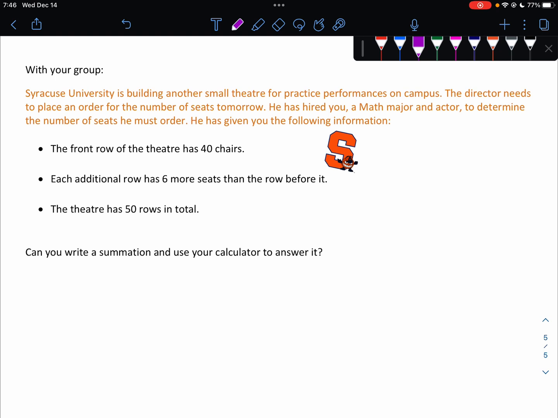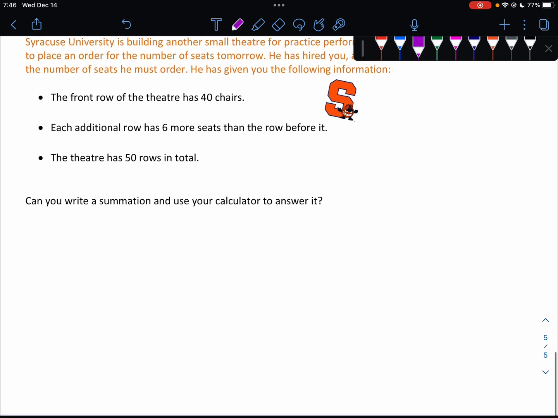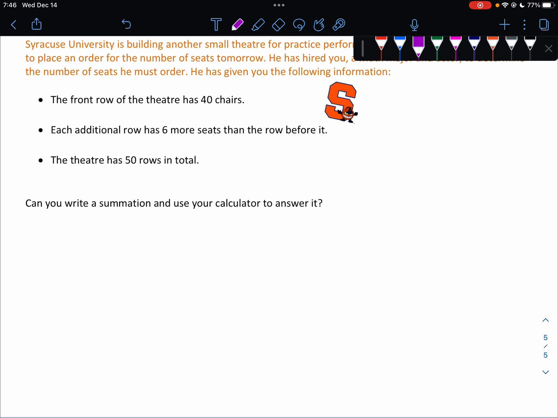All right, last one here. Syracuse University is building another small theater for practice performances on campus. The director needs to place an order for the number of seats tomorrow. He has hired you, a math major and actor, to determine the number of seats he must order. He has given you the following information. The front row has 40 chairs. Each additional row has 6 more seats than the row before. The theater has 50 rows in total.